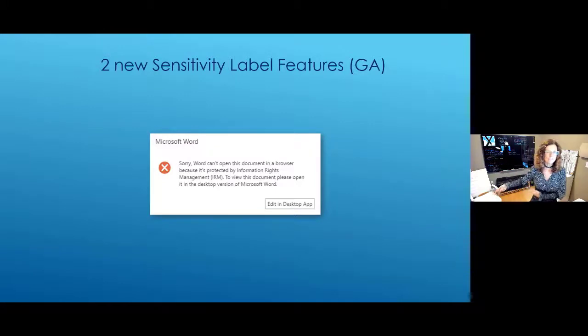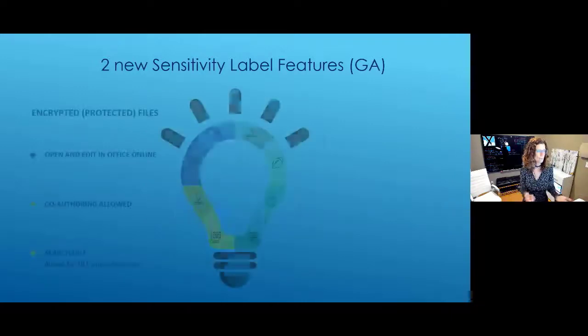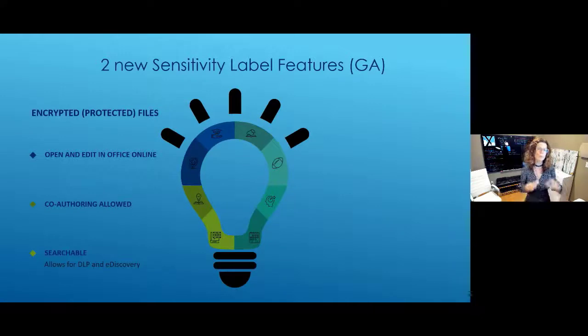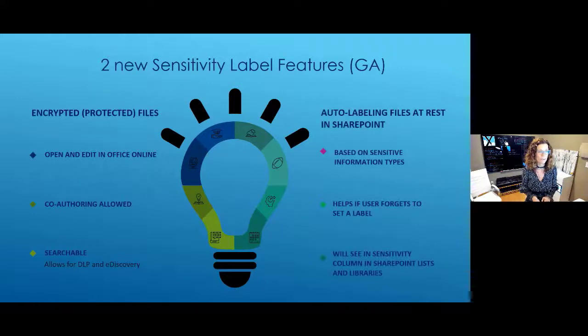All right, two features that I want to talk about. If you came from the legacy world of sensitivity labels, if you tried to open up a document that had protection or encryption, you would have been presented with this error message in online. But now that feature is gone and we will be able to open and edit these protected documents in Office Online, which is very important because a lot of these sensitive documents we will want to apply protection on. This means it now opens up co-authoring, they're searchable, which opens up other possibilities, data loss prevention, e-discovery. So those are key benefits of allowing us to open up an encrypted file.